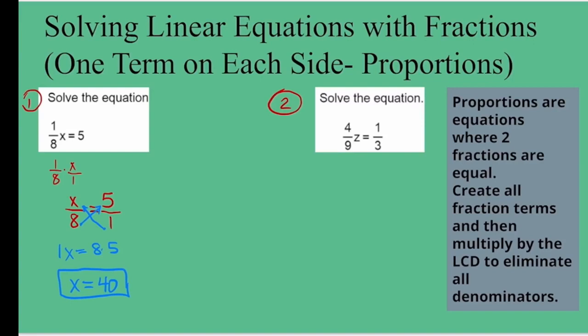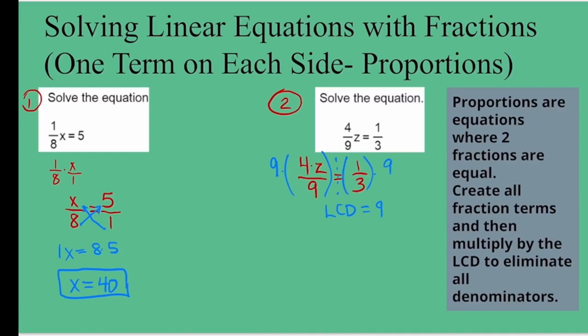So using the same logic, 4/9 times z is going to be 4 times z in the numerator over 9. And the right side is going to be 1/3. Now instead of cross multiplying, we're going to multiply by the least common denominator. The least common denominator in this case is 9. So I'm going to multiply both sides of this equation by 9. 9 is going to multiply on the left, and 9 is going to multiply on the right.